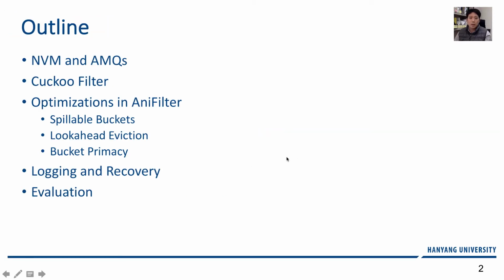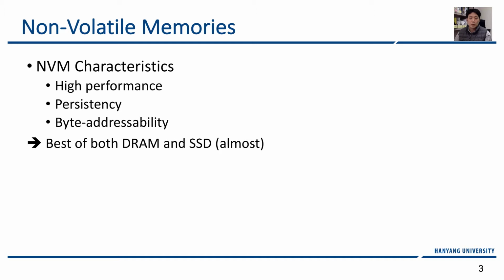This is the talk outline, and I will start with NVMs and approximate membership query data structures. Non-volatile memories such as 3D X-Point have high performance, persistency, and byte addressability. These characteristics of NVMs give opportunities and also challenges to system software. Particularly, much work has been done on persistent index data structures like B+ trees and hash tables.